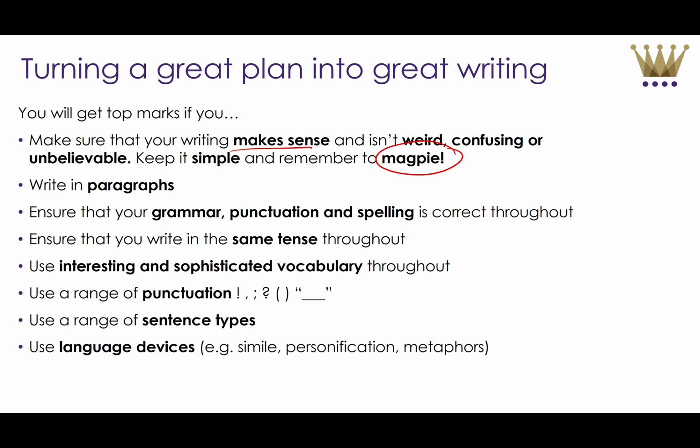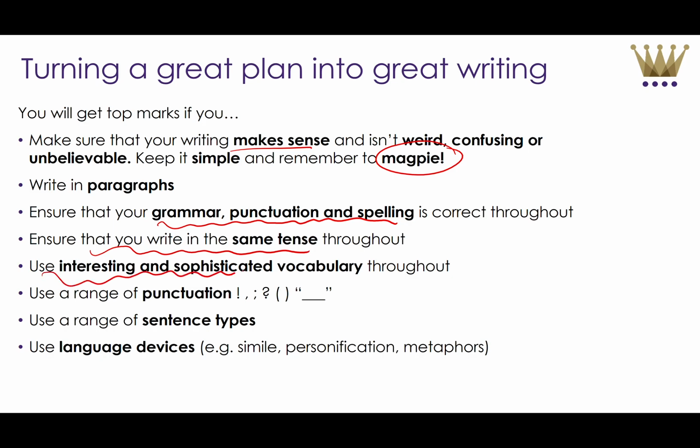I want you to write in paragraphs. You need to make sure that your grammar, punctuation and spelling is correct throughout. You need to make sure, this is a mistake that lots of us make, that we write in the same tense throughout, which means that we're not flipping between I see and then I saw. You've got to make sure that it's staying in the present tense throughout. And then I need to make sure this is getting me extra marks now.